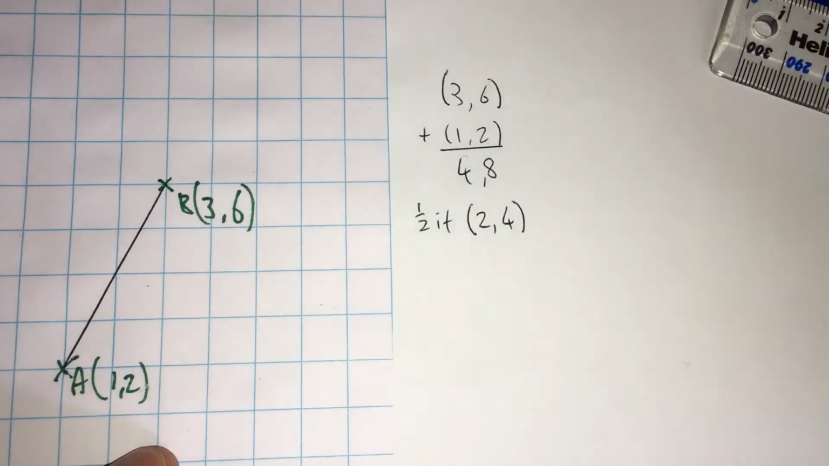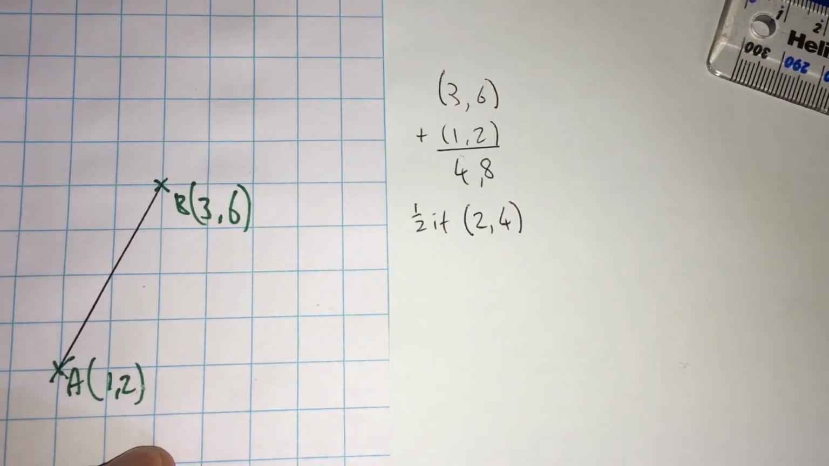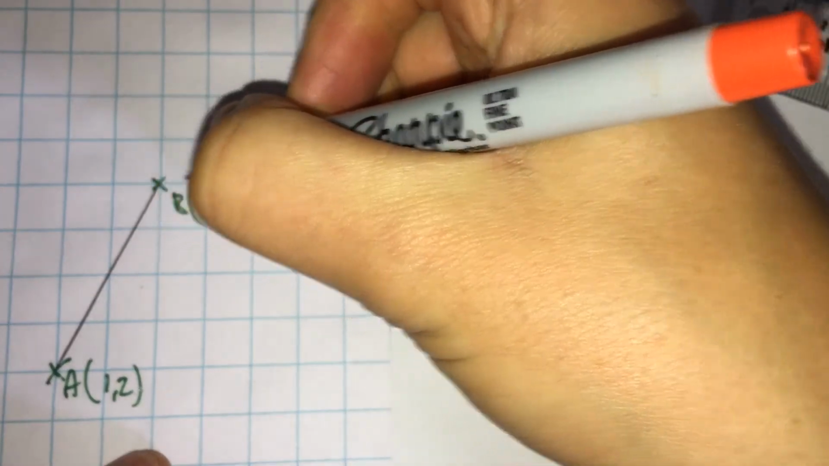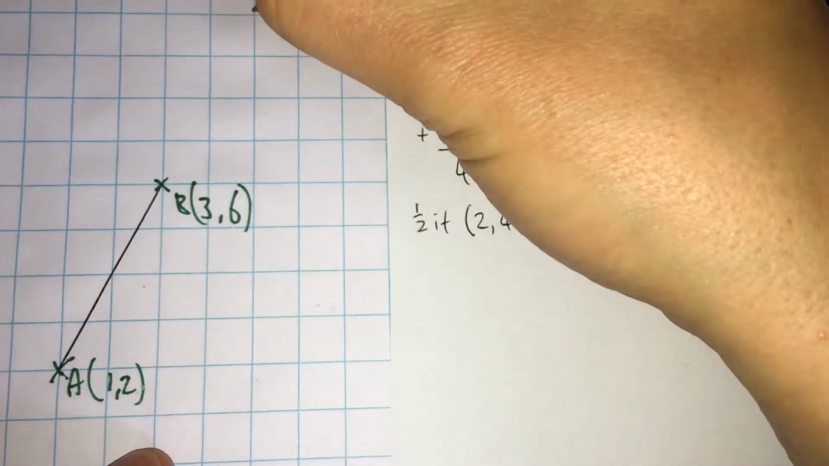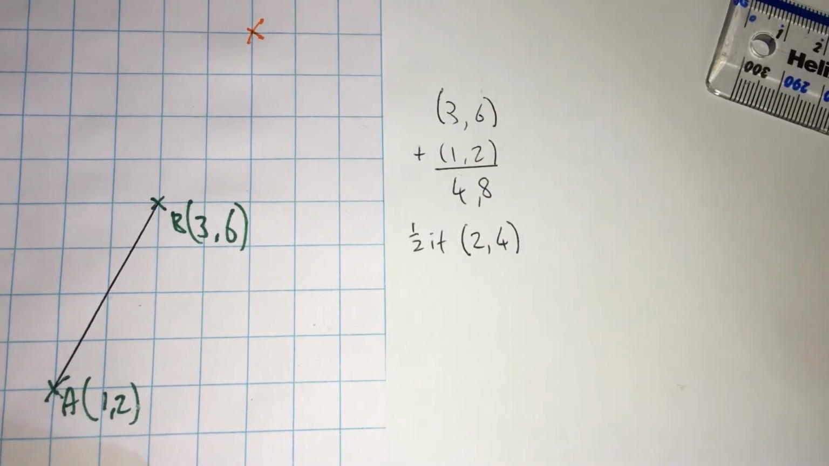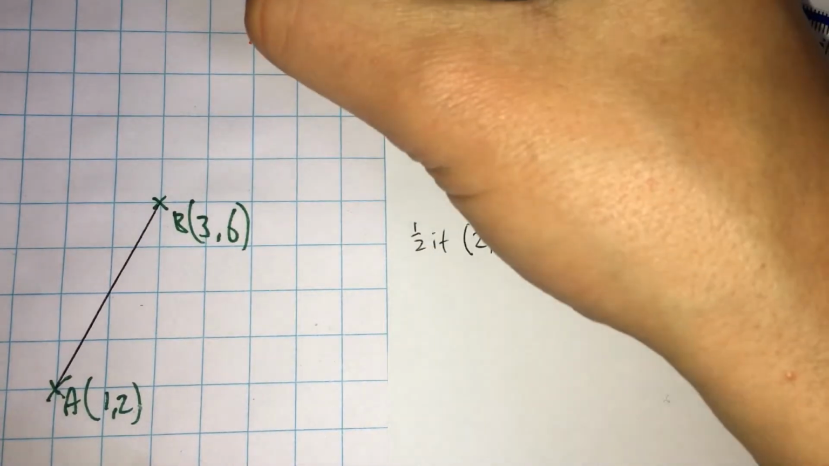Well, what if B was the midpoint of a longer line? Where would the end of that line be? Well, if B is the midpoint, and it's gone 2 across and 4 up, we'd need to go another 2 across and then another 4 up. So it would be all the way up there. Let's move that down a bit so you can see. So where is that point there?